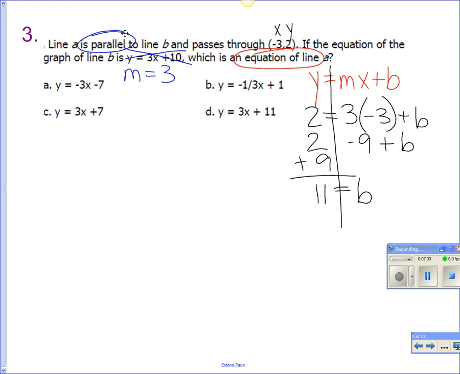Okay? All right, Andrea, which answer choice do you think would work? A, B, C, or D? Good. 3 is your M. 3 is your M. And what is 11? What's 11? Good. Very good. Okay. All right.